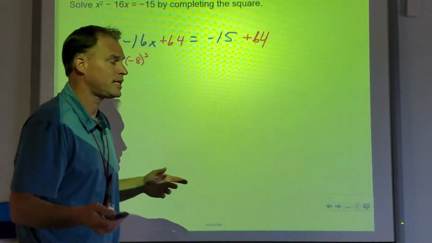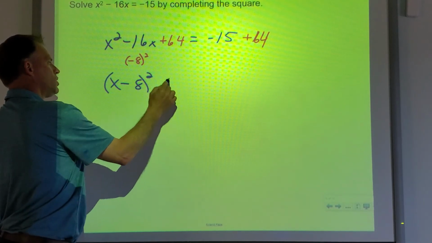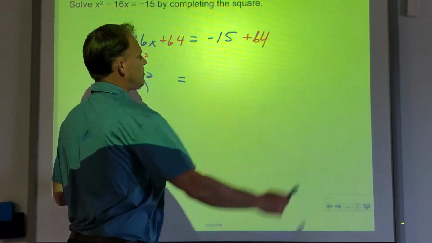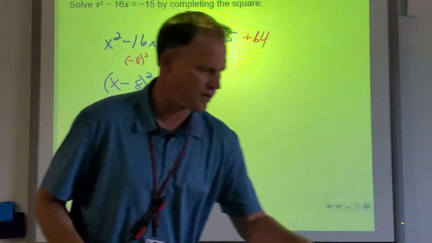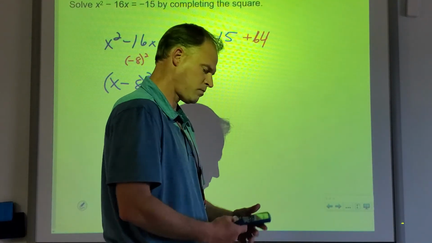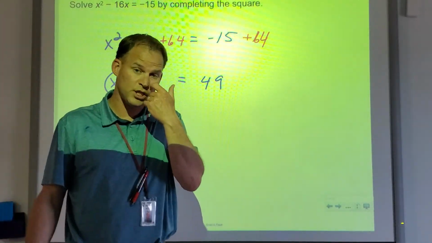So now, just like yesterday, I can factor this, but I know it's going to be x minus 8 squared. Combining like terms, it's a 15 and a 64, so that would be 64 minus 15, I believe is 49. Now I have an equation I can solve.